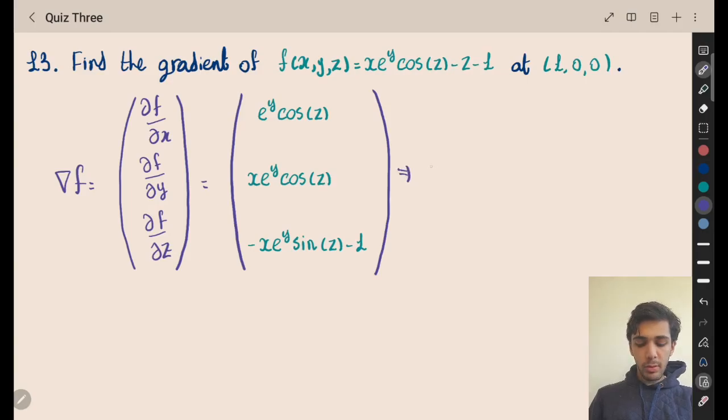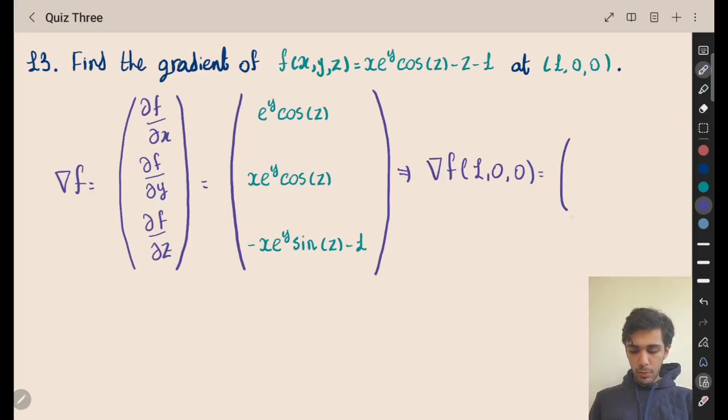So if that is the description of the gradient, then in principle, the gradient at 1, 0, 0 should be equal to, we need to plug in the value. So e to the 0 cosine of 0, I think that's 1. Yes, it is. And then here, if you plug in 1, put e to the 0 and then cosine of 0. It's 1 for the same reason. The e to the 0 and cosine of 0 both give us 1.